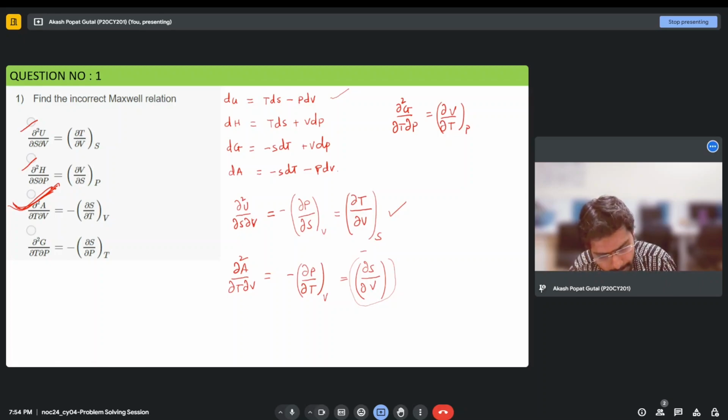Now, try to write its counterpart. Del P, then if you try to write the counterpart, it is minus del S by del P at constant temperature. That's the Maxwell relation and it's true. So the wrong relation is the third, option number 3.